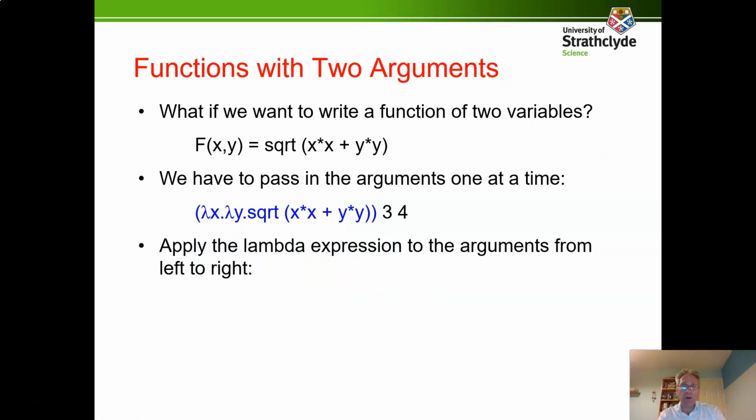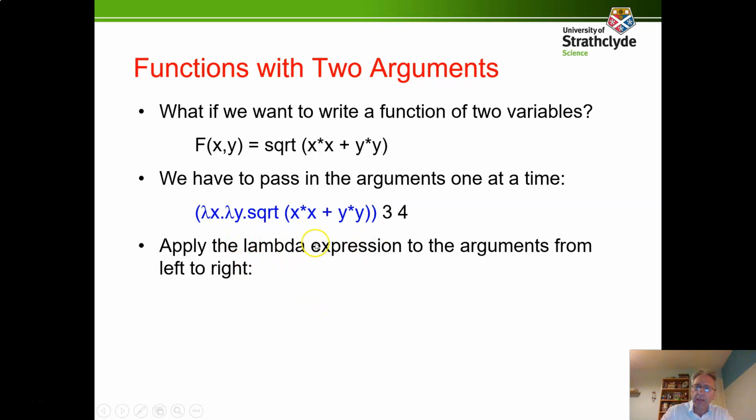If we've got two arguments to a lambda expression, what are we going to do? Say we want to write a function of two variables. So for example here, this is Pythagoras' theorem. f of x, y is the square root of x squared plus y squared. How am I going to do that using lambda expression?